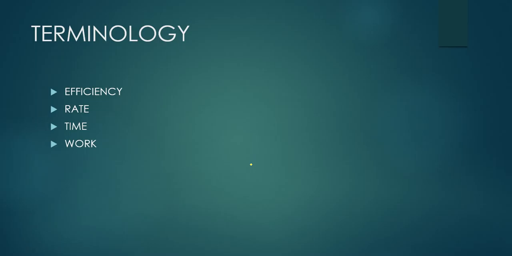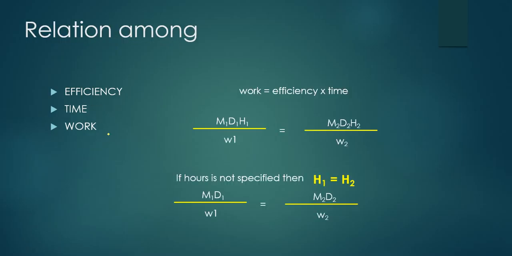What's the terminology here? Generally we use efficiency, rate, time and work. What is the relation between efficiency, time and work? Work is equivalent to efficiency into time. When work is constant, simple: when efficiency increases, the time taken will decrease. Generally in problems, efficiency will be given in terms of number of people. When the number of people increases, automatically the group's efficiency is increasing. When there are more people, the efficiency is more, then the time taken will be less.